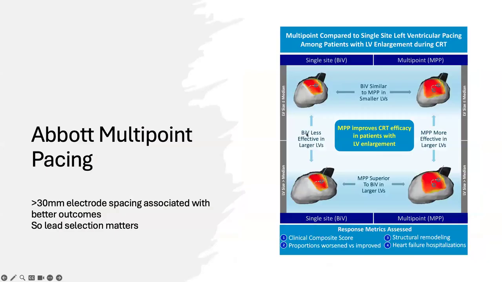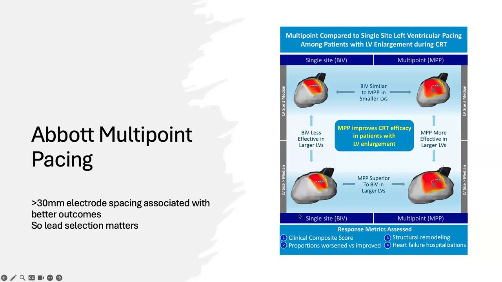So just going to briefly touch on this. Most Abbott CRT devices do have a multi-point pacing option. I'm sure other manufacturers down the road either do or have one coming out, but it just allows you to pace from more than one site. Things to keep in mind though, obviously you want to start with your site of latest activation as your first initial pace, ideally, and then your second pace will be something greater than 30 millimeter electrode spacing.